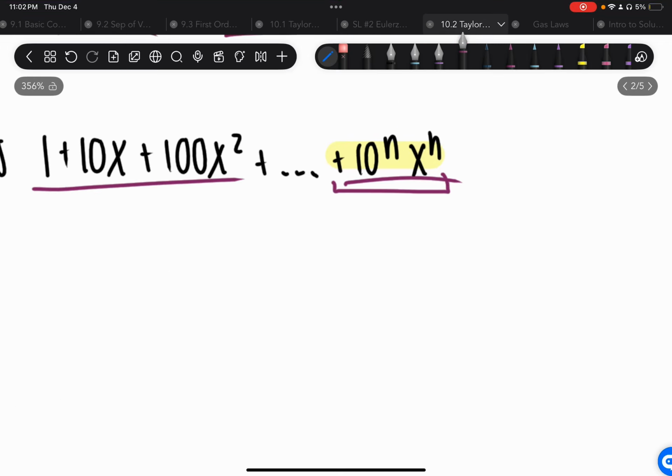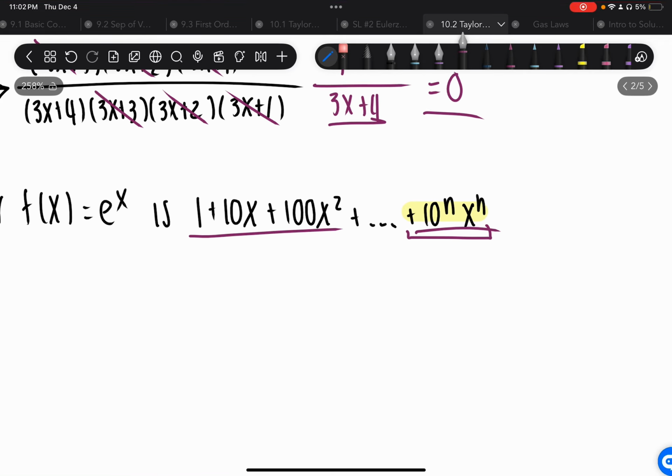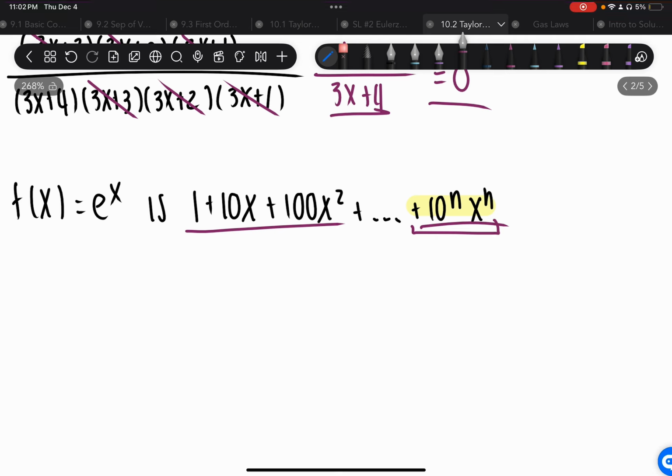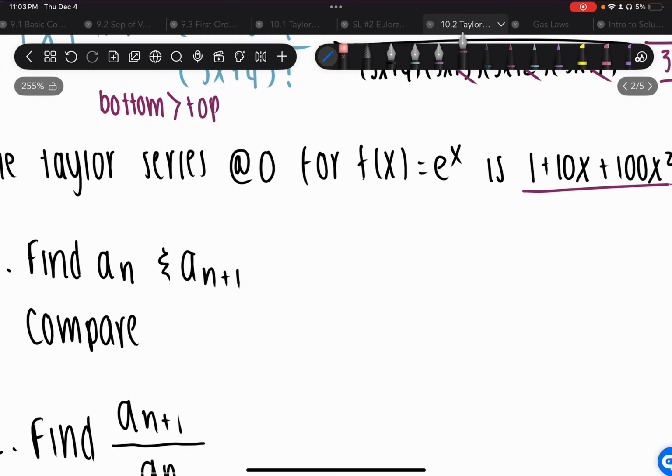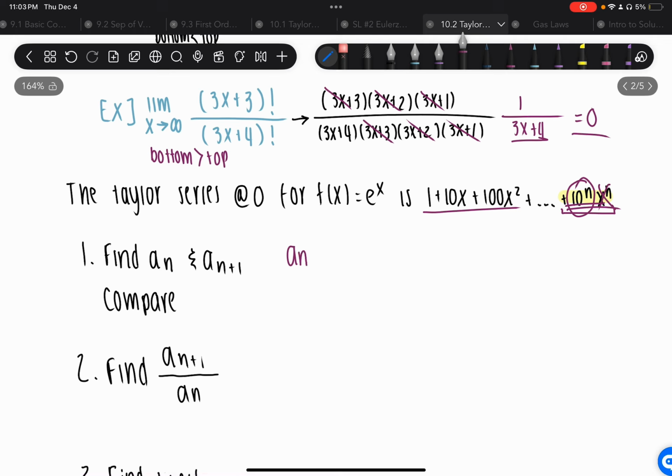So my a of n is, I look at my equation and it's the first thing that has an n in it, which in this case is my 10 raised to the power of n. I don't pay attention to the x raised to the power of n. I only want to pay attention to the 10, okay? So my a of n equals 10^n, and then my a of n plus 1 equals 10^(n+1). I just add a plus 1 to it.